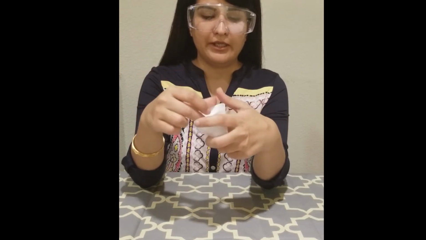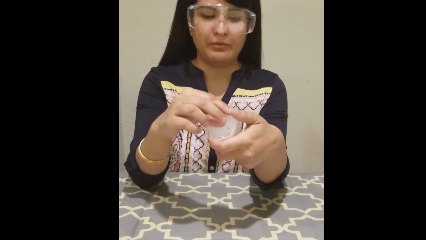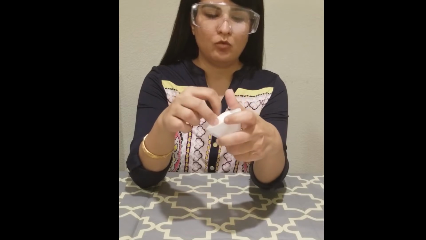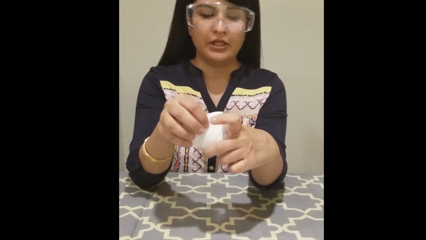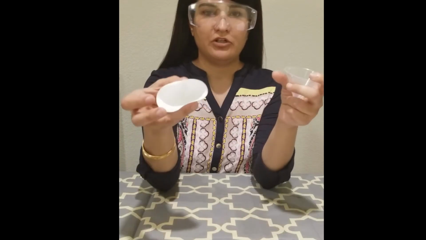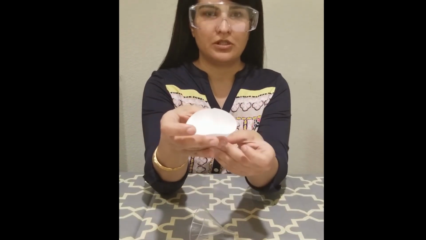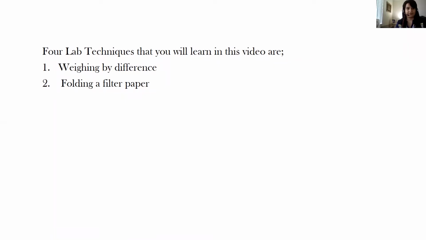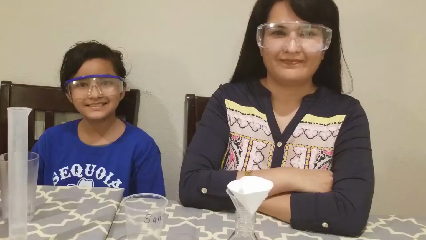So you have to be really careful when opening this filter paper, that there has to be one layer on one side and three layers on the other side, and look inside this opened filter paper, it has to be closed from inside. The next technique is filtration, and let's watch the video on how to do the filtration.